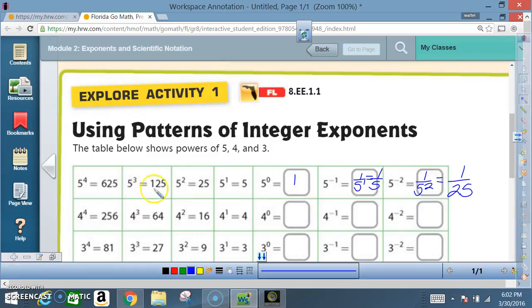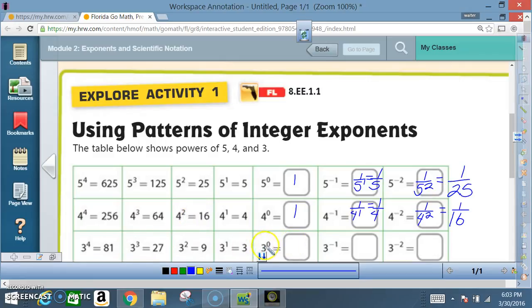Okay, now based on the properties for 5, you should be able to do the properties for 4. 4 to the 0 power, that should be 1. 4 to the negative 1 should be rewritten as 1 over 4 to the 1. What is 4 to the 1 equal to? 4. So that's going to be 1 over 4. 4 to the negative 2, that's going to be rewritten as 1 over 4 to the positive 2, which equals 1 over 16. 4 to the second is 16.